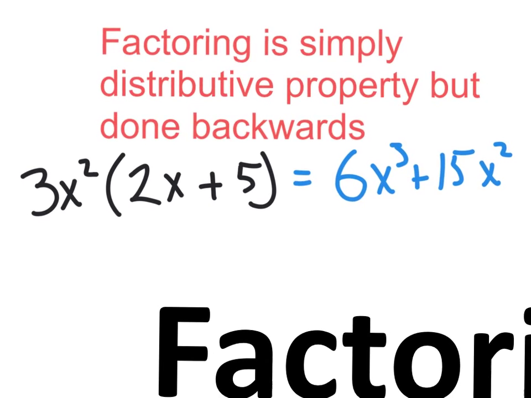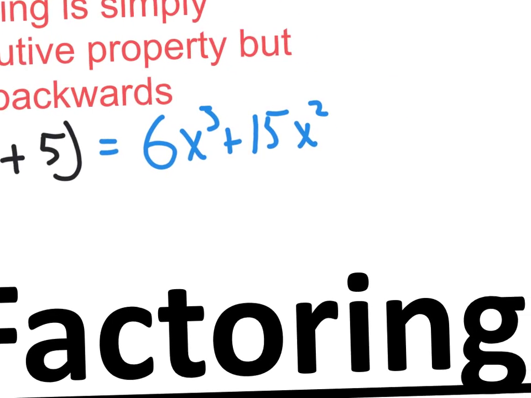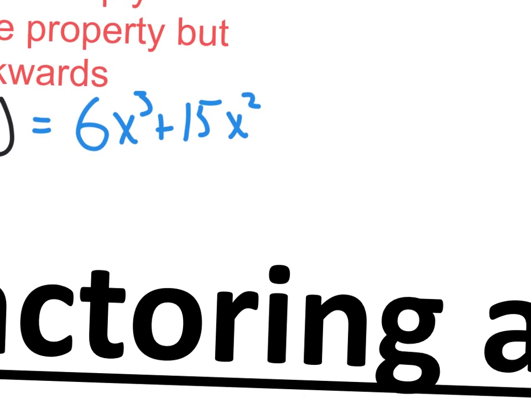So, according to my definition, factoring is simply distributive property but done backwards. So here's distributive property, here's our answer. Factoring is when they give you the answer and they want you to go back to this situation. Let me zoom in on this. Let's say that the instructions right here said factor. Factor what? Factor 6x cubed plus 15x squared. Now let me show you how to go about that.